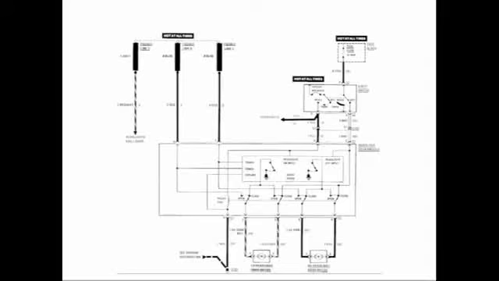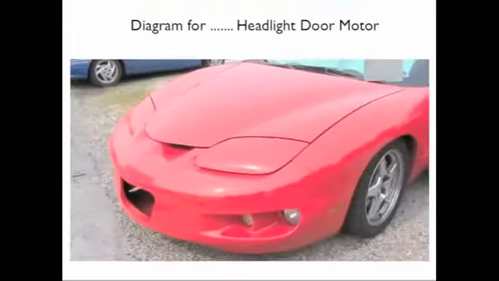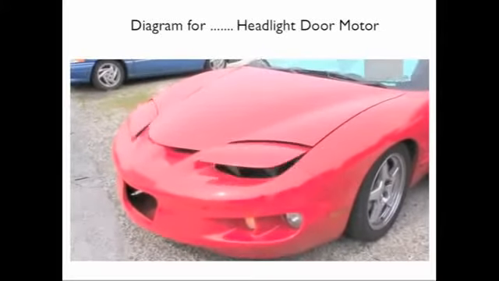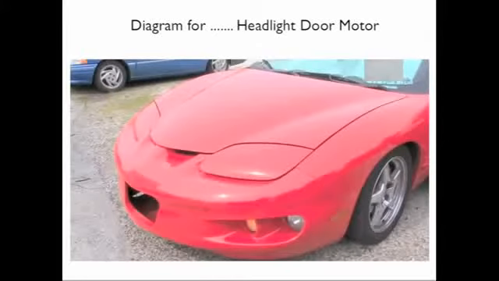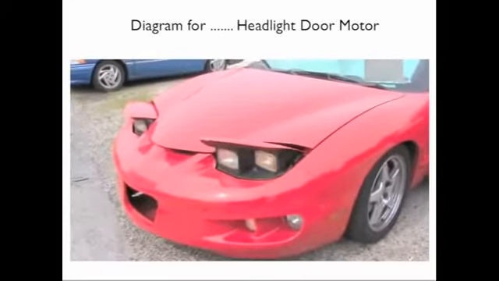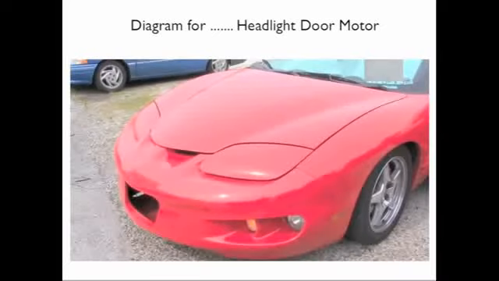Now we're looking at a new diagram here. This is for a headlight door module. It's for an '89 Pontiac Trans Am with a 5.7 engine. Now what do we mean by a headlight door module? These headlights, as you'll see, when you turn the headlight switch, they not only turn the bulbs on, but they actually have a motor that opens and closes the cover. So it's the diagram for the headlight door motor.